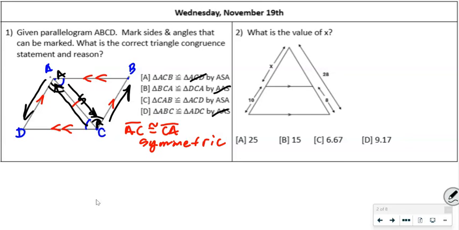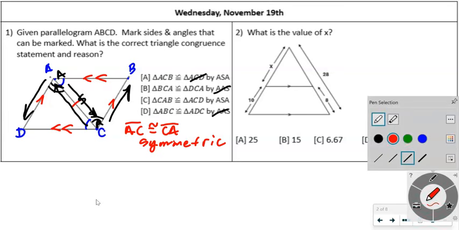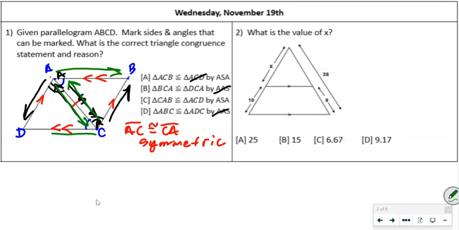So again, let's look at this next one. Let me see if I can pick a different color here. Green, there we go. So if this next one says CAB, so again, we're going to go CA to B, right? That means we'd have to go across the side the opposite direction, ACD, right? ACD. So that was our answer right there. Okay. So the next one says, what's the value of X?